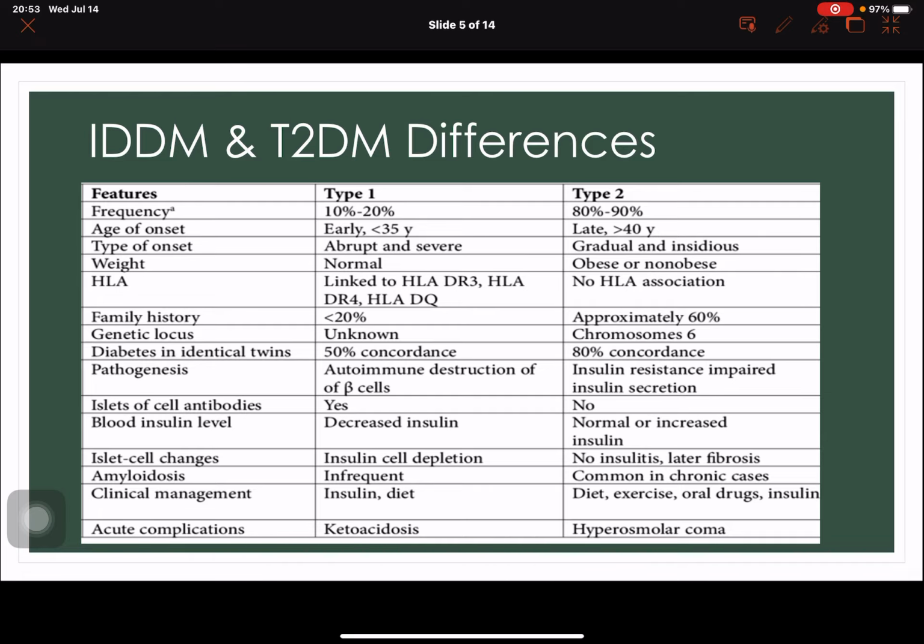The blood insulin level is decreased in type 1, and in type 2 it can be normal or increased. Islet cell changes: beta cell depletion in type 1, and no insulitis in type 2. Amyloidosis is infrequent in type 1 but common in type 2. Clinical management for type 1 is usually insulin and diet, and for type 2 is usually diet, exercise, and oral prescription or insulin. Acute complications include ketoacidosis or DKA for type 1, and hyperosmolar coma for type 2.